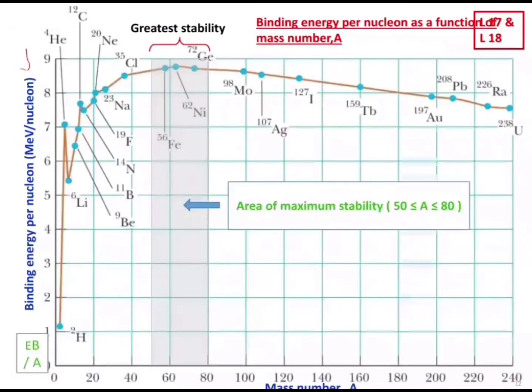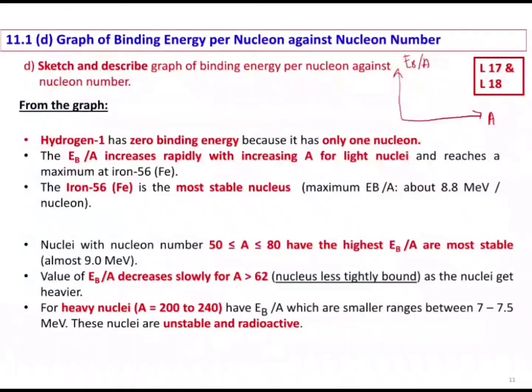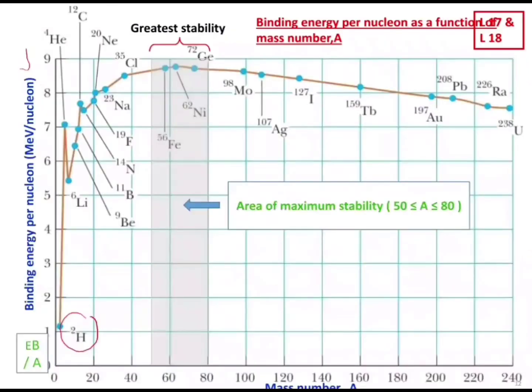For H2, it only has one nucleon. Because it is just one nucleon, who is it going to bind with? So it has 0 binding energy. Next, if you look at the graph, it increases rapidly from H2, then goes to helium 4.